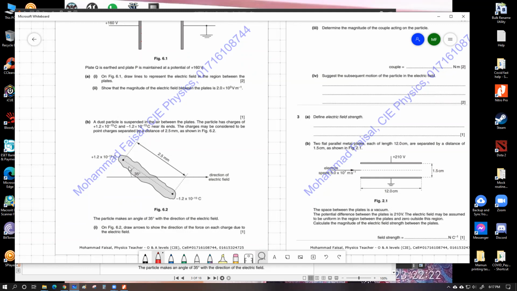This is actually pretty simple. The positive charge will experience force in the direction of the electric field lines. The negative charge will experience force in the exact opposite direction of the electric field lines, which means you are supposed to draw a horizontal arrow towards the right over here and a horizontal arrow towards the left over here.